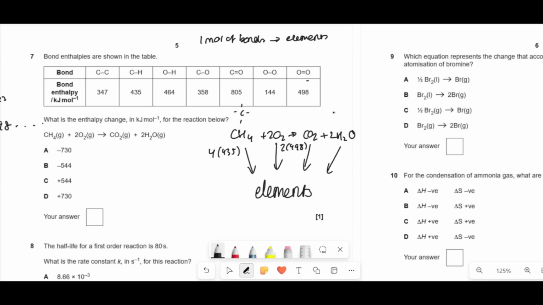And then we know we have CO2. CO2 is this. So that means we've got 2 COs. So that's going to be, where is that? 2 times 805. And then we know H2O is this. And we've got 2 of them, so it's going to be 4 lots of the OH bond, which is 4 lots of 464.